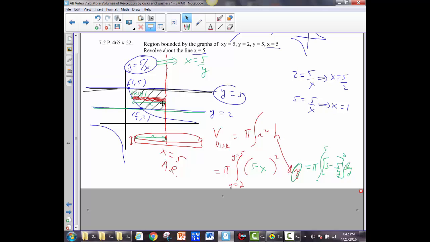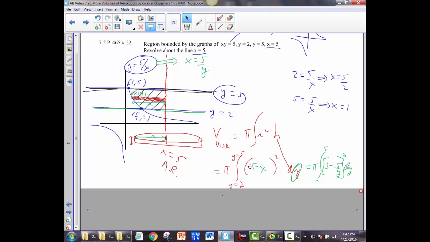Now the radius is from here to here, right? Because that's the radius. So how long is that? Well, that is from the y-axis to the line x equals 5, which is 5, and then minus this little piece right here that's missing, which is x, because that's a horizontal piece. So it's the x-coordinate. So our radius is 5 minus x.